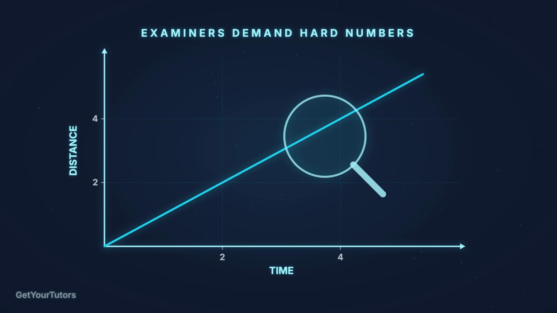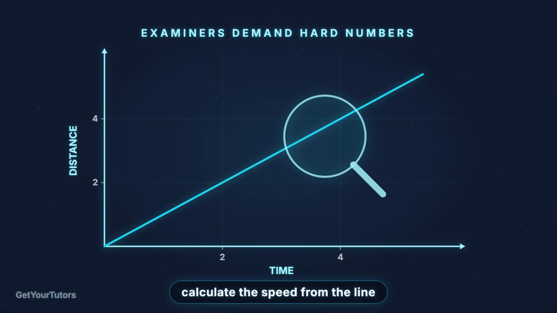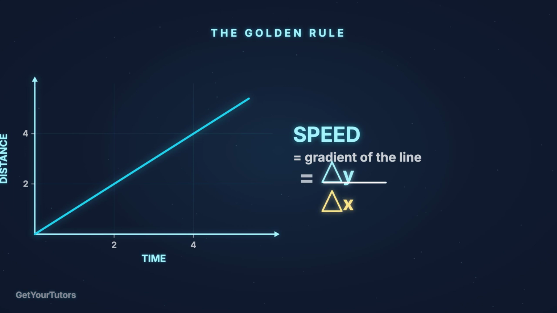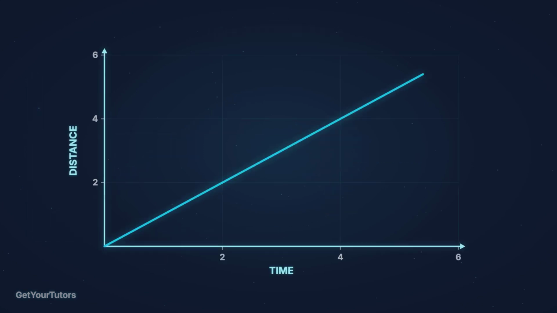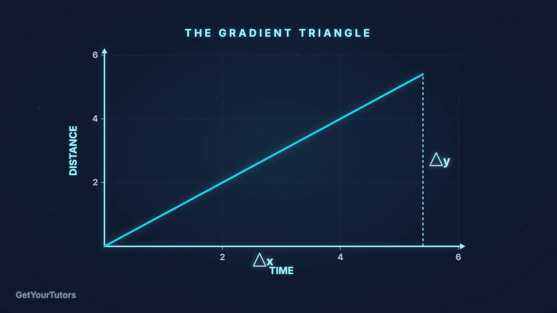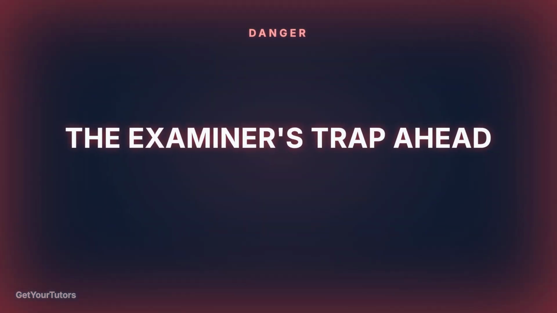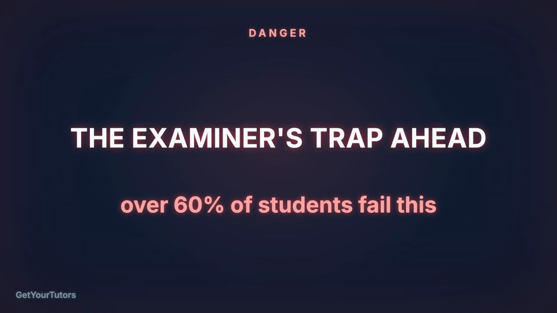Recognizing shapes is great, but examiners demand hard numbers. You must physically calculate the speed directly from a given straight diagonal line. The golden rule is that speed exactly equals the gradient of the line. The mathematical formula is change in y over change in x. Delta y represents the total vertical change in distance. Delta x represents the total horizontal change in time. We simply divide them. This brings us to the most dangerous examiner trap on the entire syllabus.